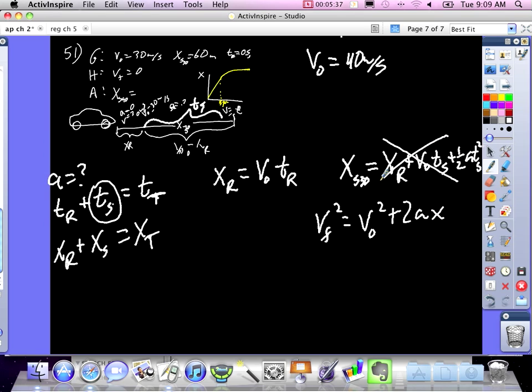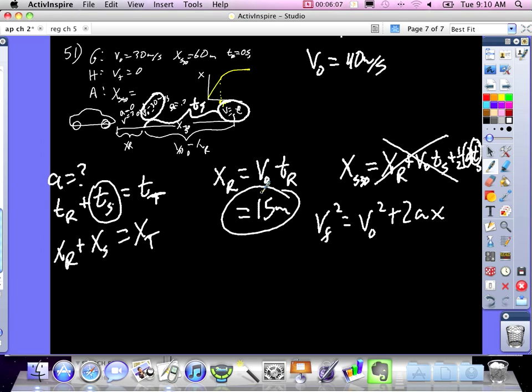So this doesn't work out because I have two things that I don't know. And then it made me go back to the problem and say, okay, how can I find something that I do know? And that's why I looked and said, oh, wait, I know this initial velocity, I know the final velocity, and then we can find the distance because we can get this distance. So XR is the V0, which is 30 times 0.5, so this is 15 meters. Is everyone clear on that part?